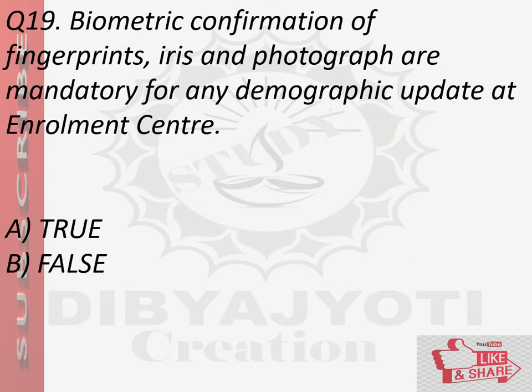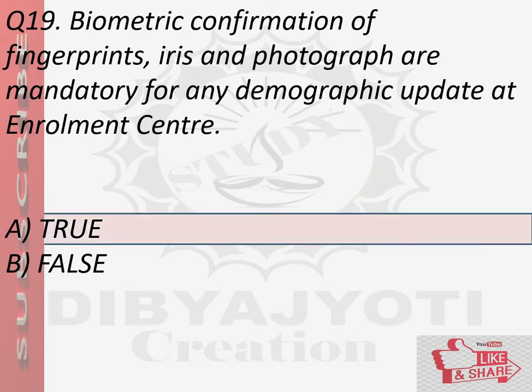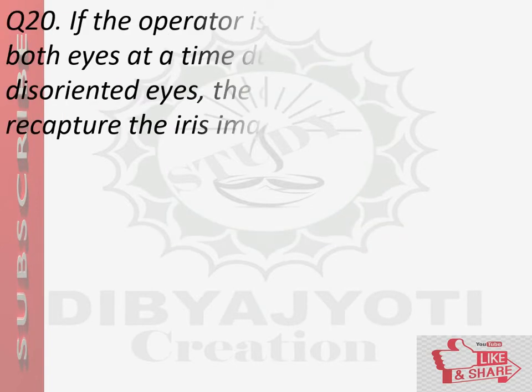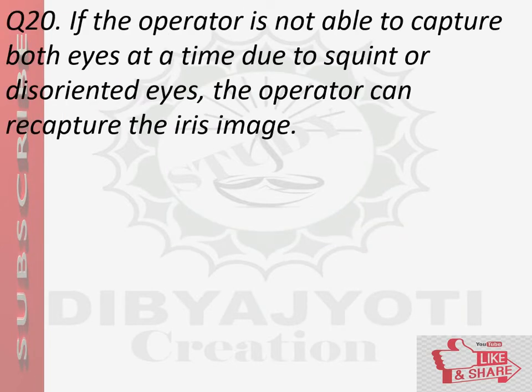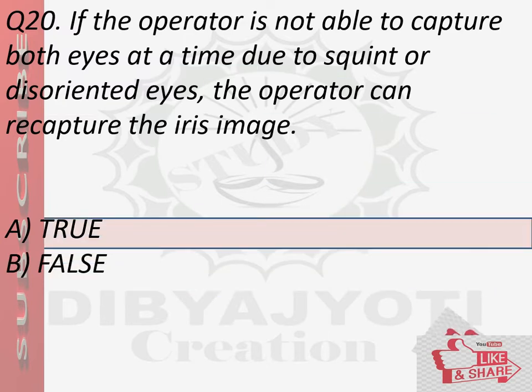Next, biometric confirmation of fingerprint, iris and photograph are mandatory for any demographic update at the enrollment center. Option A true or false, and the answer is option A, true. Next, if the operator is not able to capture both eyes at a time due to squint or disoriented eyes, the operator can recapture the iris image. Options true and false, and the answer is true.